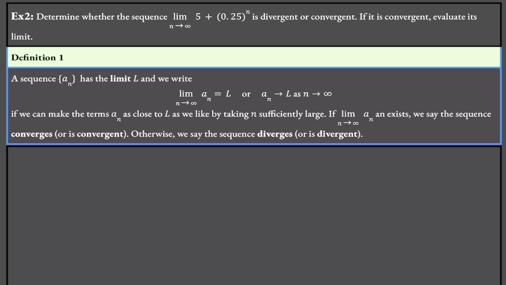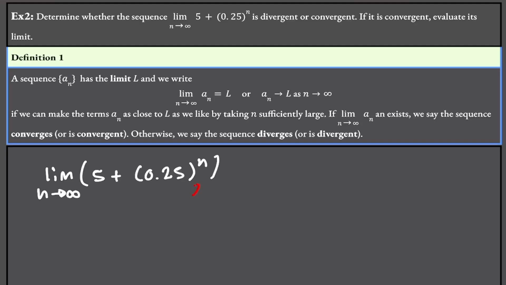So example number 2 says, determine whether the sequence, the limit as n approaches infinity of 5 + 0.25^n, is divergent or convergent. If it is convergent, then evaluate its limit. This is very similar to the first problem, so we're going to write down our problem: the limit as n approaches infinity of 5 + 0.25^n. If we're able to evaluate its limit, then we can determine whether it's divergent or convergent. So we take a look at what would happen if we plug in infinity for our value of n.